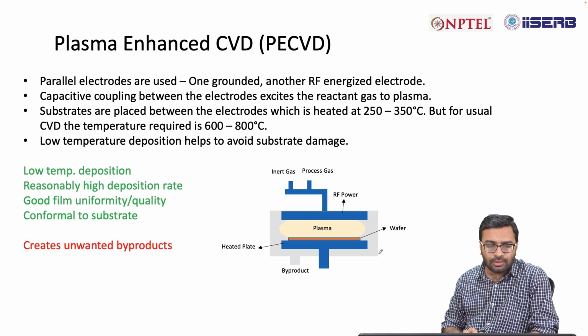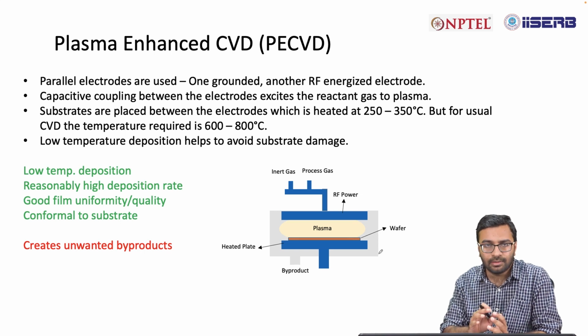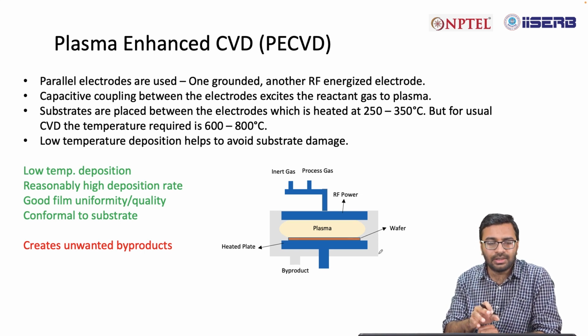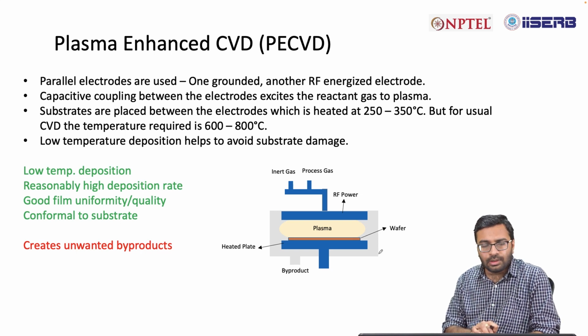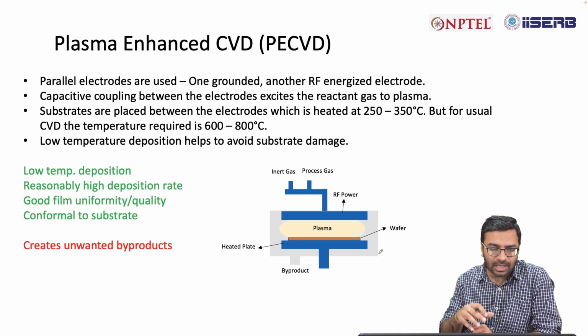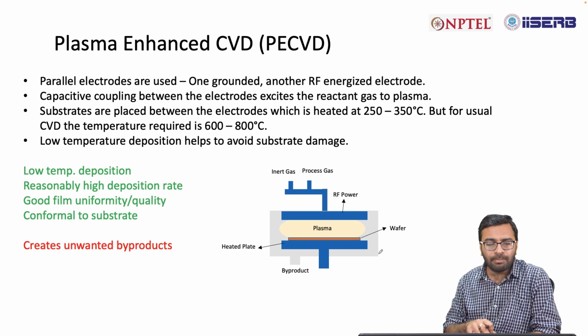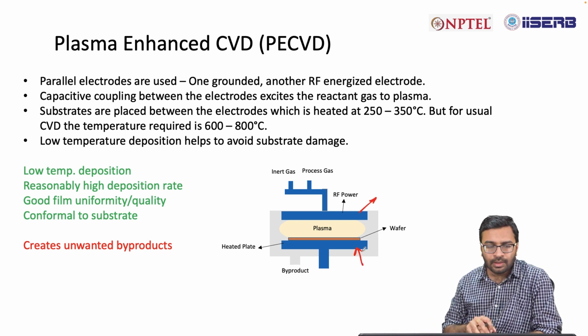Now, because plasma enhanced CVD is a bit different from what we have seen, that is why I am discussing a bit more about plasma enhanced CVD. Otherwise, the basic principle is like the 7 steps that we have discussed, but in case of plasma enhanced CVD, there will be parallel electrodes. One is grounded, another one is RF energized. So, this is RF energized and this is grounded.